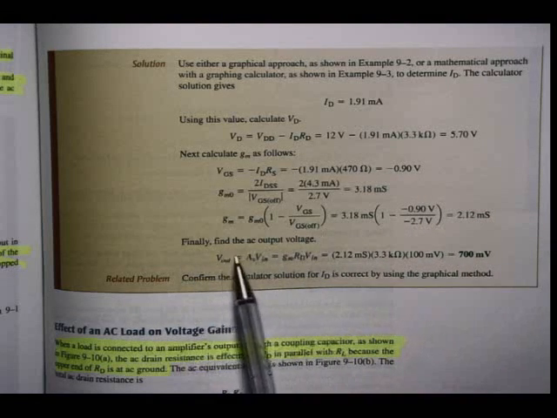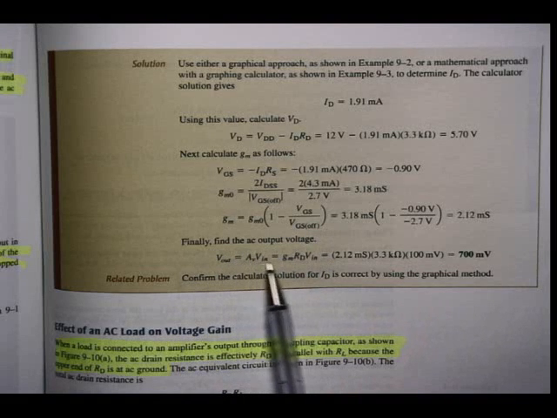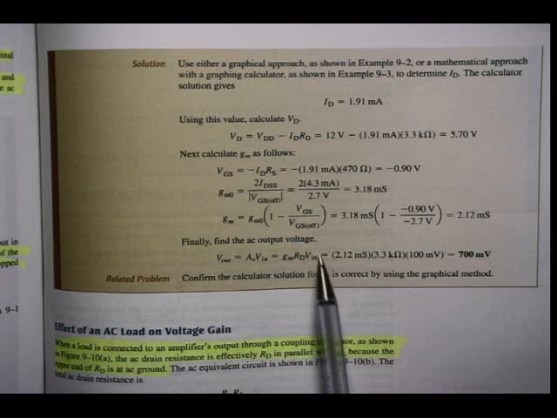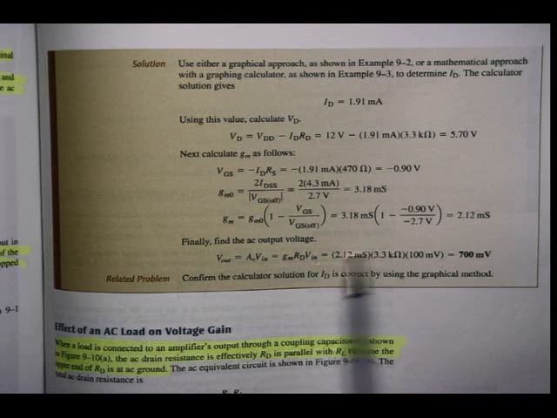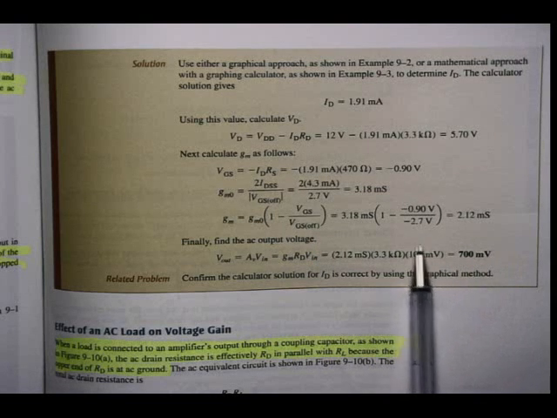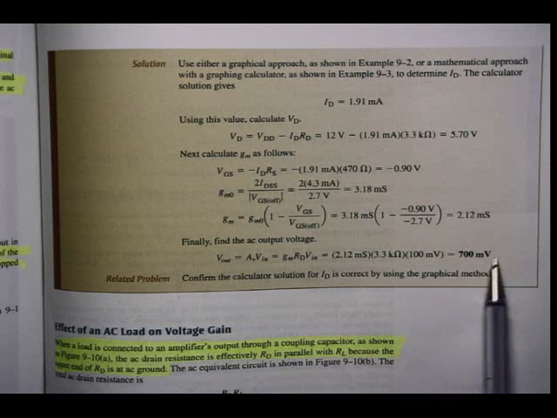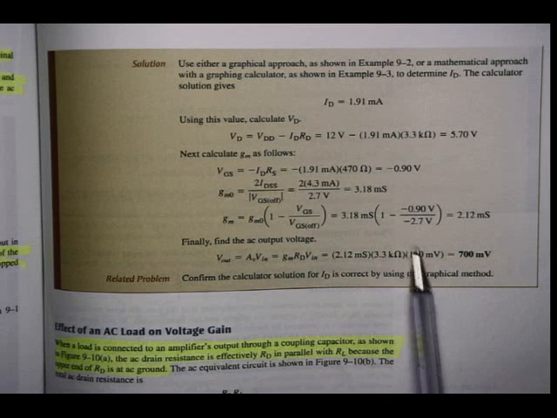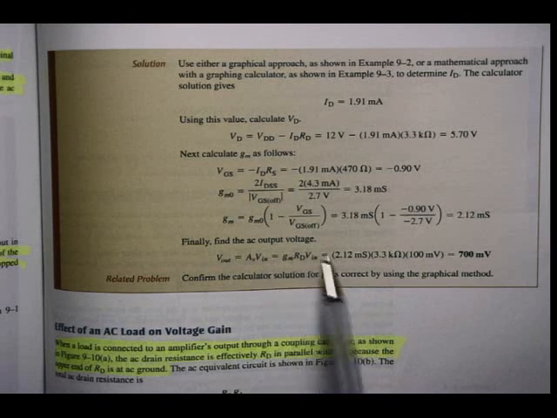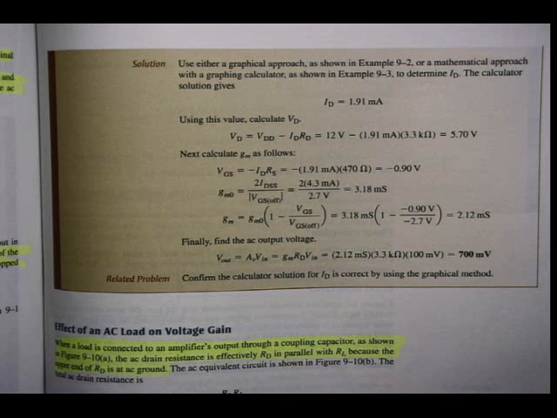Finally, you can find the output voltage, which is voltage gain times V in, which is GM times RD times Vin, and in this case, 700 millivolts. So I can see the input signal was 100 millivolts, and the output is 700 millivolts. So I can see here that the gain was 7. In this case, now 7 times 100 is going to give me 700 millivolts.